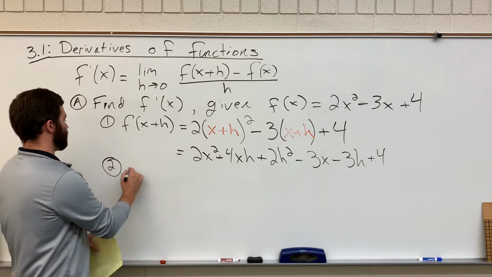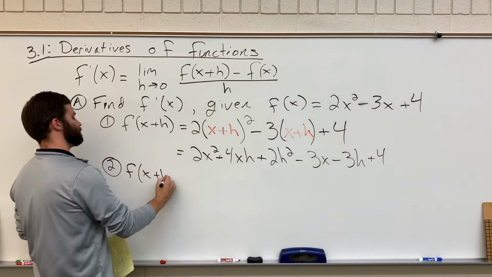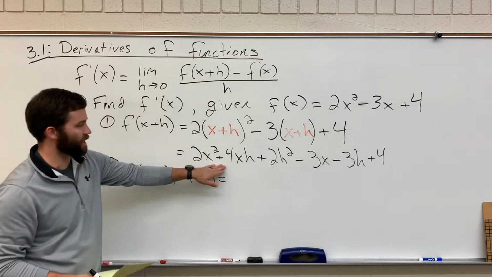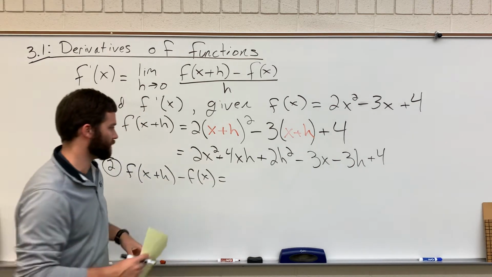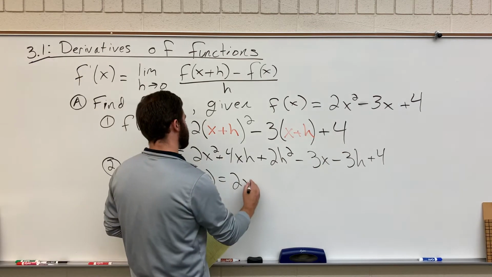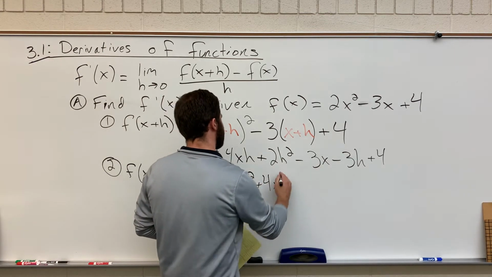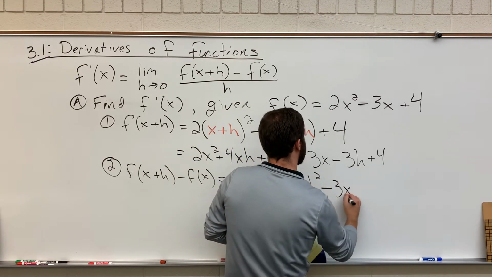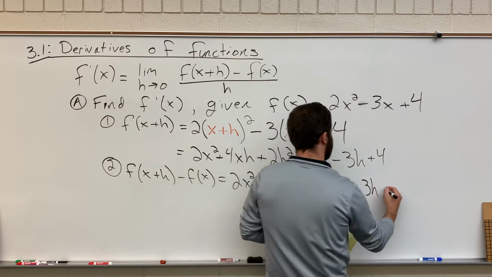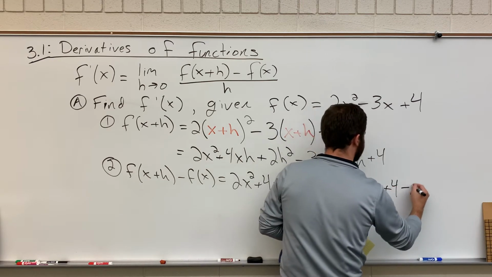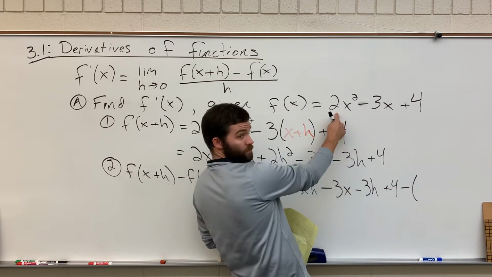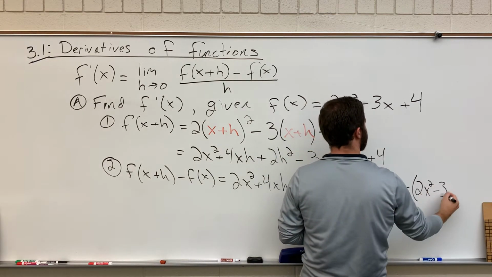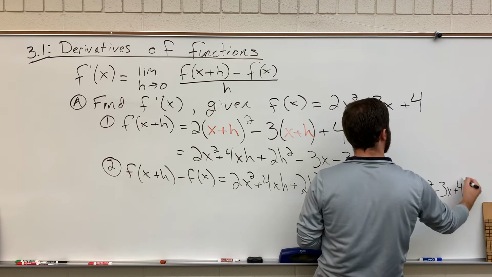Step 2. We're going to find f of x plus h minus f of x. So you take the expression that we just had here, and then we're going to subtract f of x. So here's what we get. 2x squared plus 4xh plus 2h squared minus 3x minus 3h plus 4 minus (2x squared minus 3x plus 4).